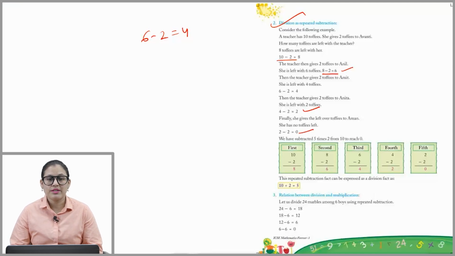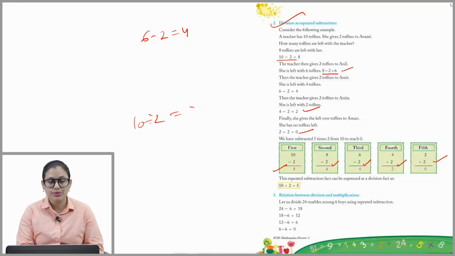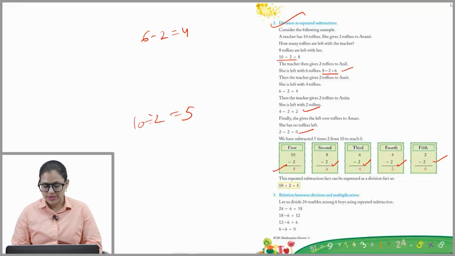So we have subtracted 5 times 2 from 10 to reach 0. See how? 10 minus 2, 8, then 8 minus 2, 6, 6 minus 2, 4, 4 minus 2 is 2 and 2 minus 2 is 0. Further we can't subtract. So, this repeated subtraction fact can be expressed as a division fact as 10 divided by 2 is equal to 5.